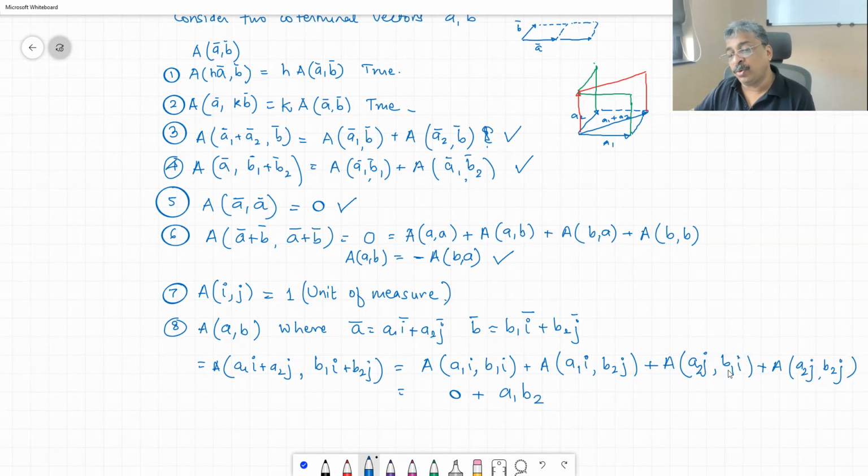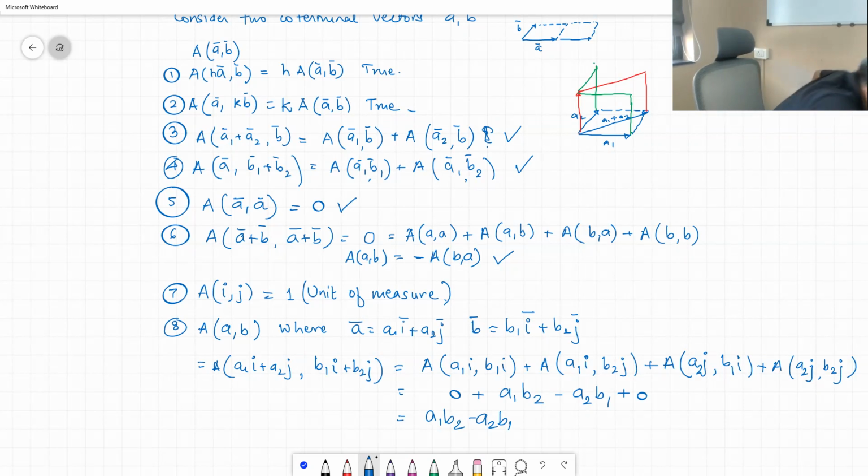Now here A2 B1, j comma i, so it is minus, this is minus A2 B1 plus 0. That is what it is. That is what is our determinant. A1 B2 minus A2 B1 is the area formed by the parallelogram with coterminal vectors A comma B.